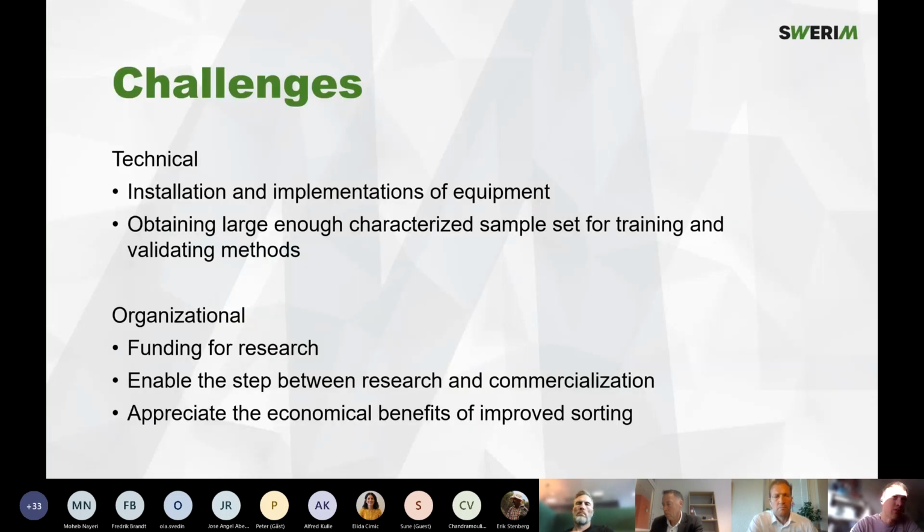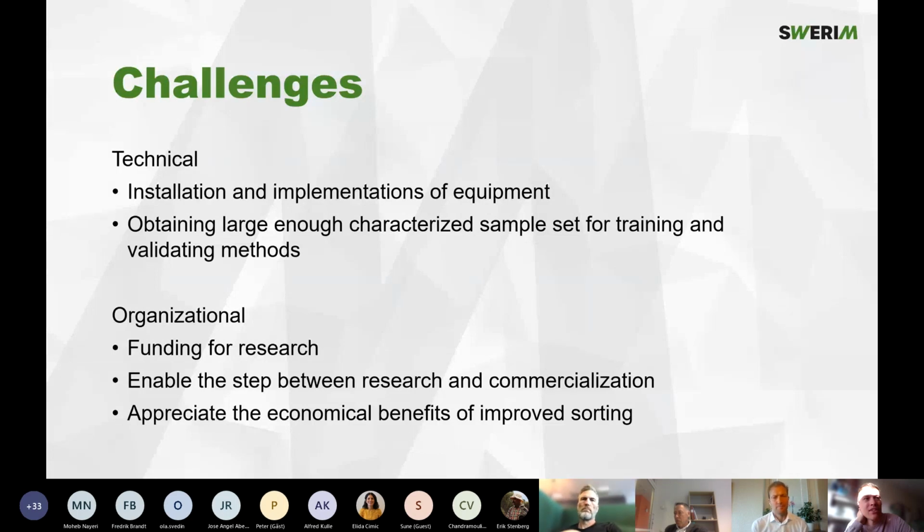Let's see. So finally, I will end with the challenges we see in this testbed. There are both technical and, how to say, organizational challenges. A technical challenge is installing and implementing different equipment, and another one is obtaining large enough and characterized sample sets for training and validating methods. Some organizational challenges are to get funding for research. It could be either national funding, or it could also be a challenge of having companies pay for these tasks.